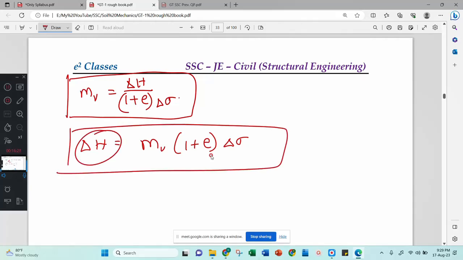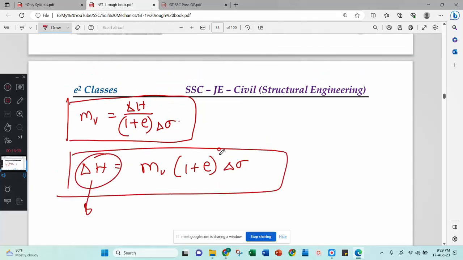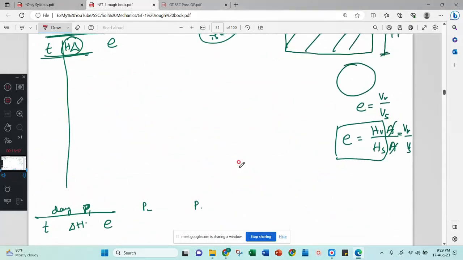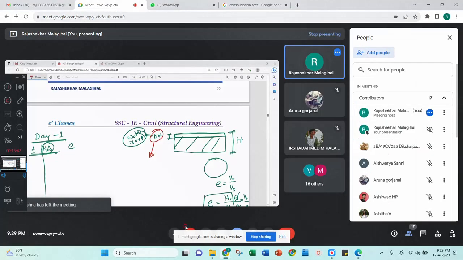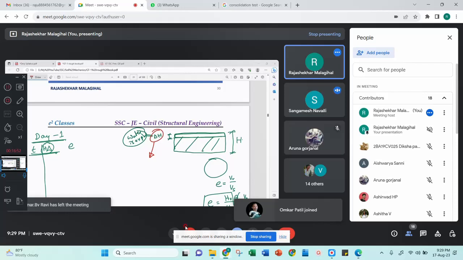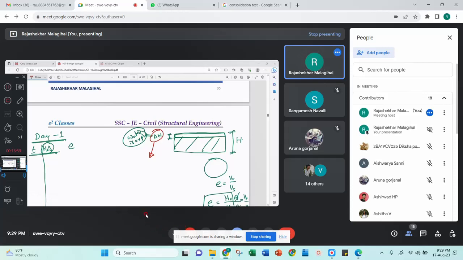Then what is this delta H? Delta H means what? Go to the diagram. Here, what is this delta H? Can you give a different name to this delta H? No idea? So, change in the height. Delta H means change in height. Can you give some general name? Okay. May I call it settlement?